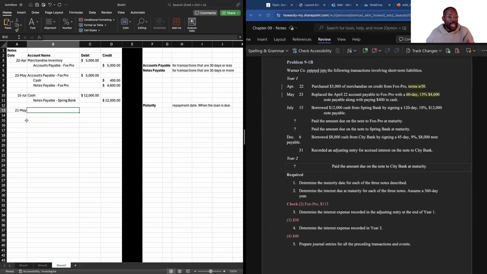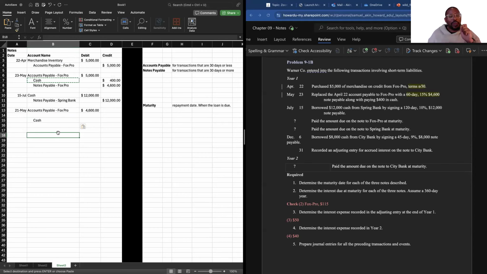So now we're repaying this loan. If we're repaying the loan, we know for certain we're going to debit accounts payable Fox Pro for that 4,600 because that's what we owe them and we're paying it. So we want to reduce the liability. We also know that we're going to pay cash for said liability, right? Obviously, we're paying cash for that amount.